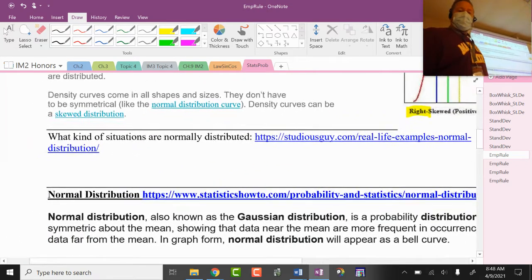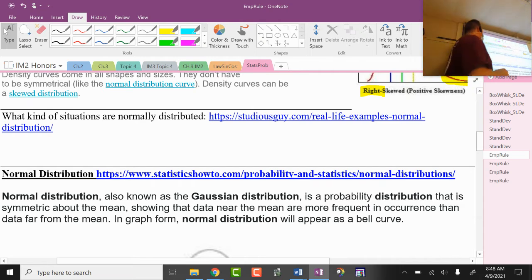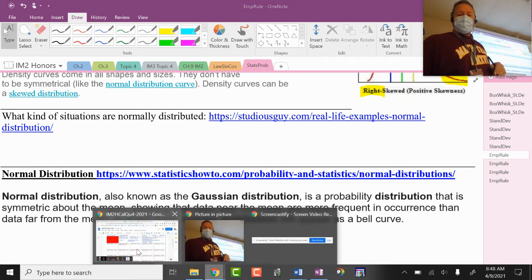I do want to go to this website next. Now, if you open up my PDF of these notes, these links actually work. I like that about PDFs, but I'm going to go to the calendar again.